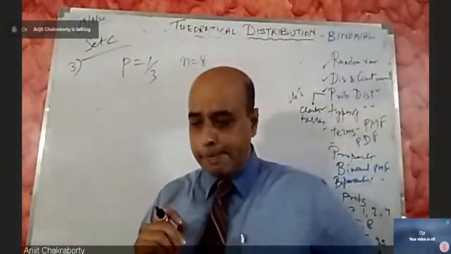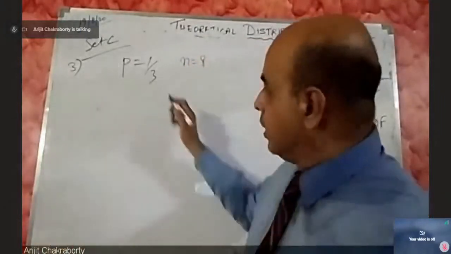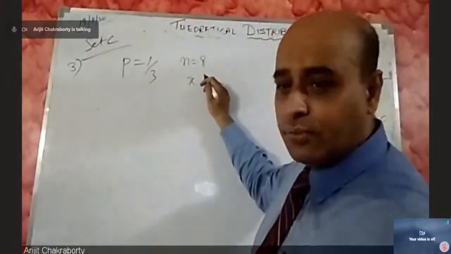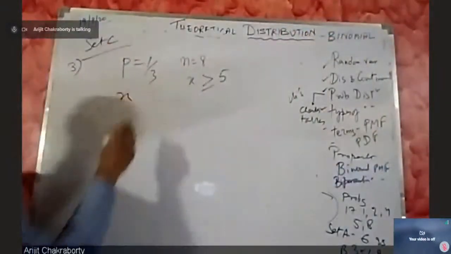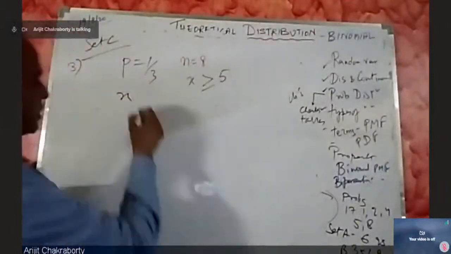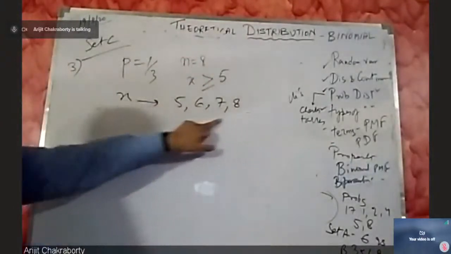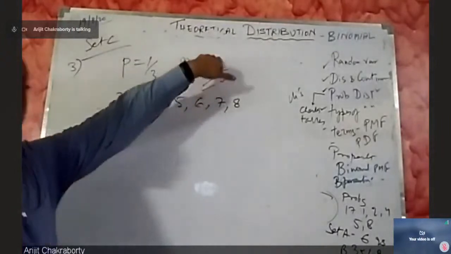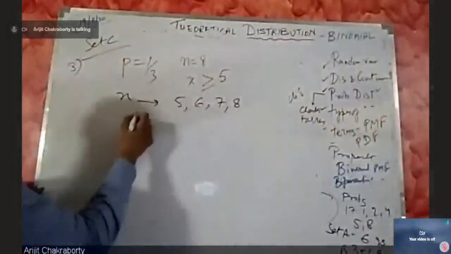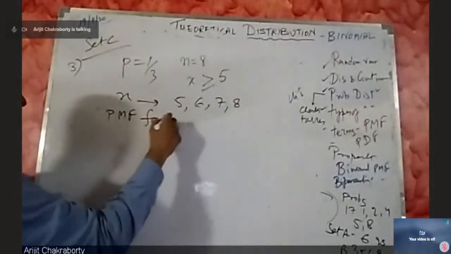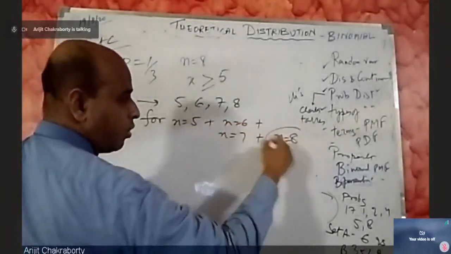X is given 5 or more people are tea drinkers. 5 or more people. Okay. So, ultimately if you see here, X is 5 or more, greater than or equal to 5. So X can assume the values, if you see a sample space, that means what are the values X can assume? It can be 5 or 6 or 7 or 8. So X can assume these values because it is more than or equal to 5, but definitely it has to be up to 8, less than or equal to 8. That means in this case, we have to find out the probability mass function PMF for X equal to 5 plus X equal to 6 plus X equal to 7 plus X equal to 8. All the probabilities.